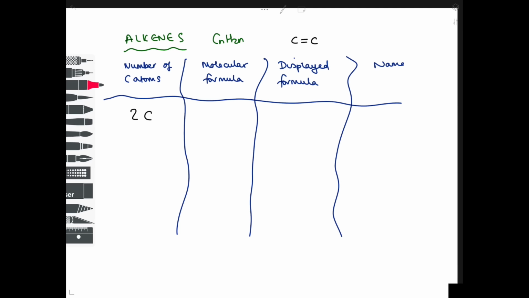So starting with the 2 carbon one, we know we need to substitute 2 in as the n, so it becomes C2 and then simply H4. The displayed formula, we need a double bond, and therefore we're going to fill up our hydrogens. Do notice again that the carbons have 4 bonds, the hydrogen has 1, contains 2 carbon atoms, which is why it begins with eth. It's an alkene, so it's ethene.